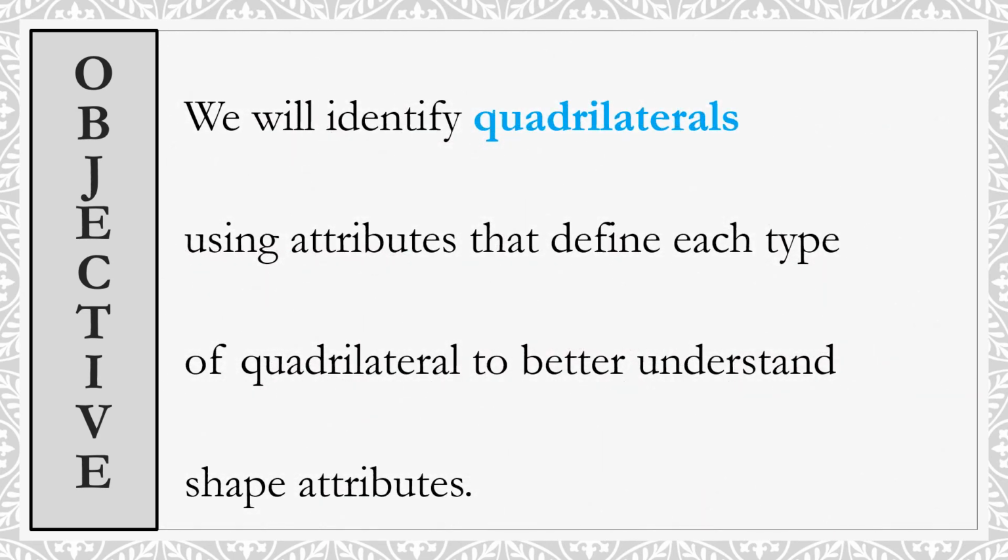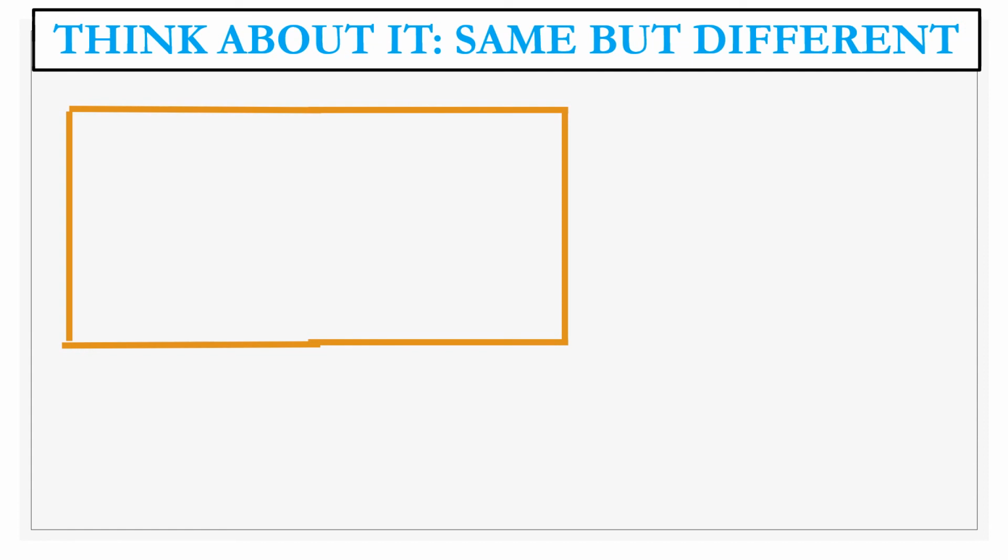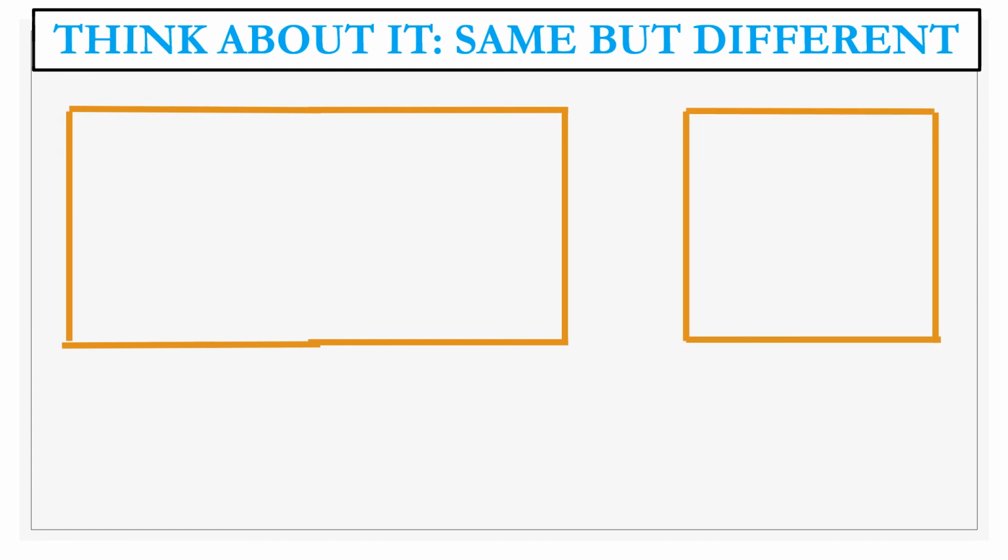So today's learning objective is as follows. We will identify quadrilaterals using attributes that define each type of quadrilateral to better understand shape attributes. Think about it. Same but different. Earlier, I mentioned using toothpicks as a math learning tool because they are great for building polygons. Right now, I'm going to build 2 polygons using toothpicks. Think about what you are noticing with the 2 polygons that I build. What is the same and what is different? What are you noticing right now? What is the same? What is different?